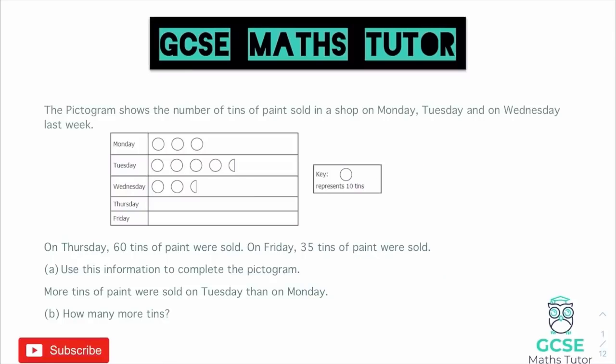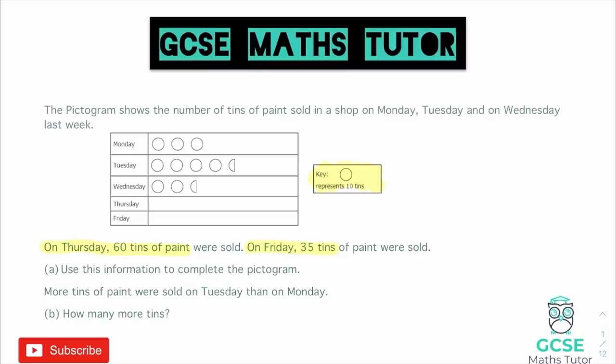When we're looking at a pictogram, we really need to look at the key. The key here on the right hand side says that a circle represents 10 tins. It says that some tins of paint were sold on Monday, Tuesday and Wednesday. It then tells us that on Thursday 60 tins were sold, and on Friday 35 tins were sold, and it wants us to complete the pictogram.